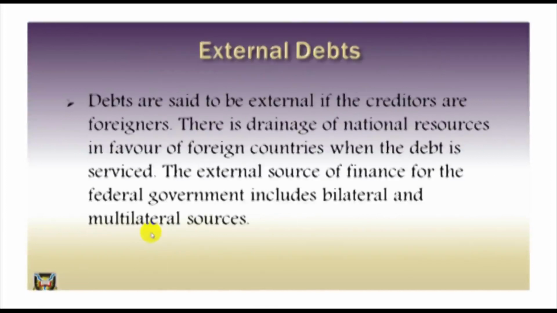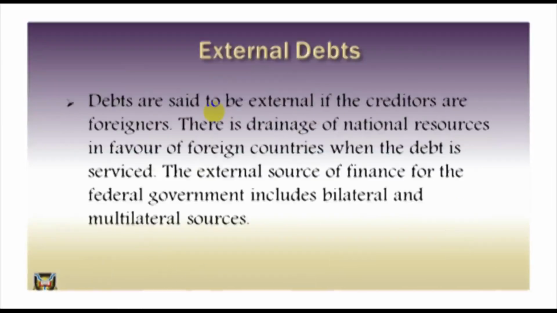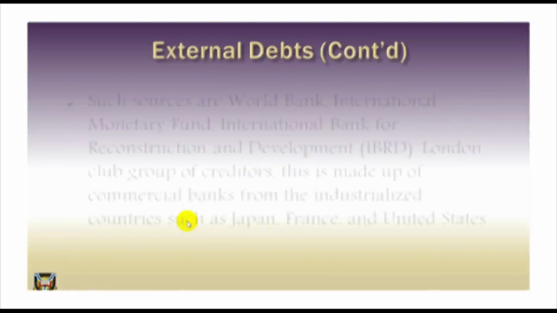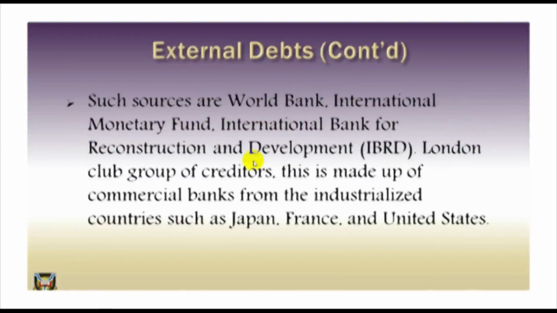External debt. Debt is said to be external if the creditors are foreigners. There is drainage of national resources in various forms in favor of foreign countries when the debt is serviced. The external sources of finance for the federal government include bilateral and multilateral sources. Such sources are the World Bank, International Monetary Fund, and London Club Group of Creditors.